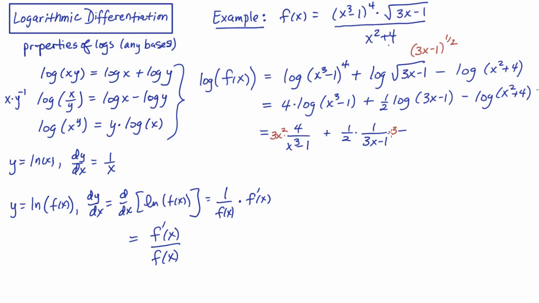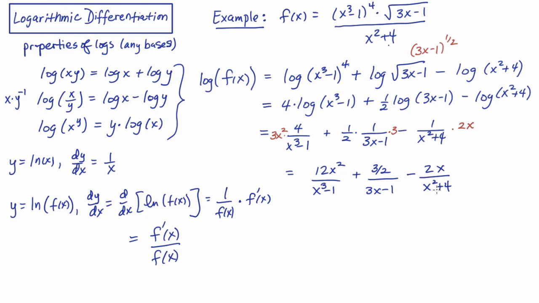And then finally on this last piece, I've got the log of x squared plus 4. If I take the derivative here, it's 1 over x squared plus 4, but I also have chain rule on this, and the chain rule piece, or the derivative of the inside there, is 2x. If I make these look good, put them all together, that gives me 12x squared over x cubed minus 1, plus we've got a 3/2 in the numerator here. And then finally on this last piece, we've got the 2x in the numerator.